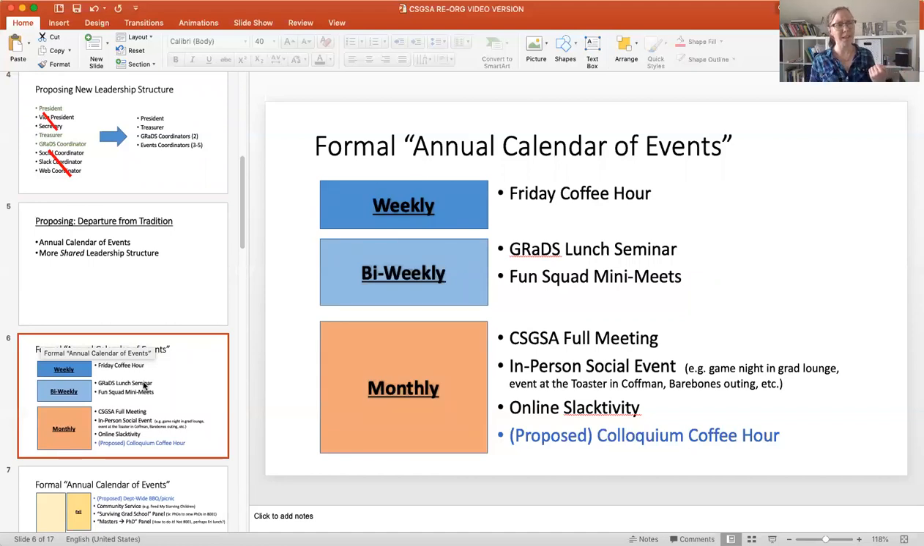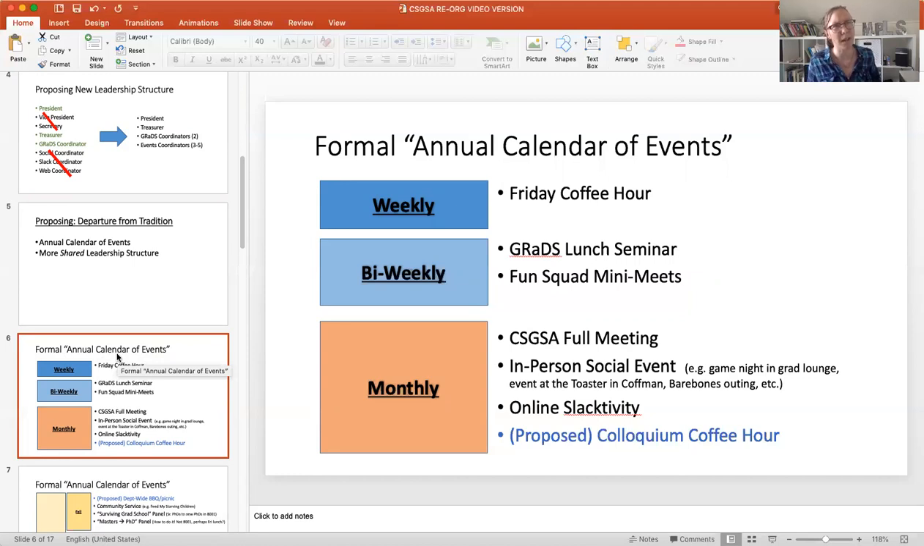We want to formalize in-person social events that they usually are supposed to happen about once a month, just to make it a little bit more regular. We want to have one online quote unquote Slacktivity per month to keep people engaged online as well, which is especially important right now during times when we can't be together in person.